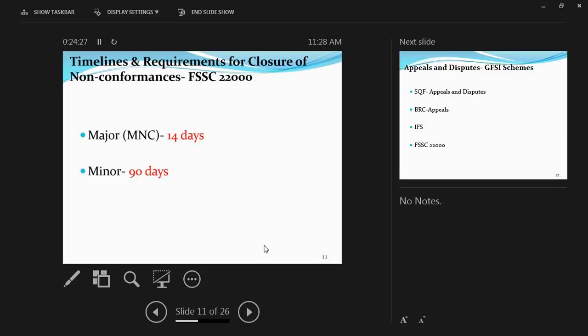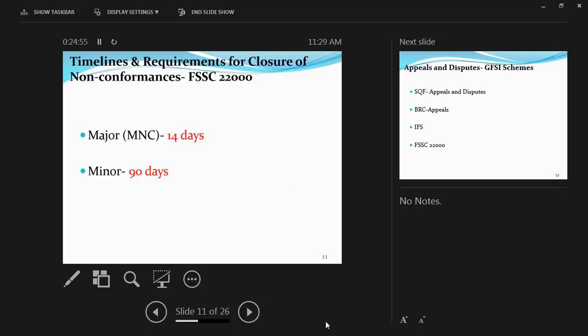An FSSC 22,000 certificate will only be achieved when all action plans related to minor nonconformities have been accepted and all major nonconformities have been completed, actually. Okay. So in the case of minor, the plan should be accepted, whereas in the case of major, the nonconformity should be completed and accepted by the CB, actually.